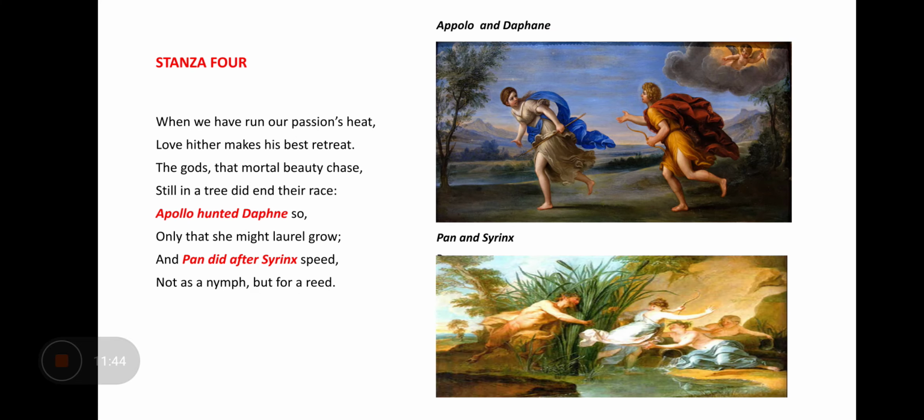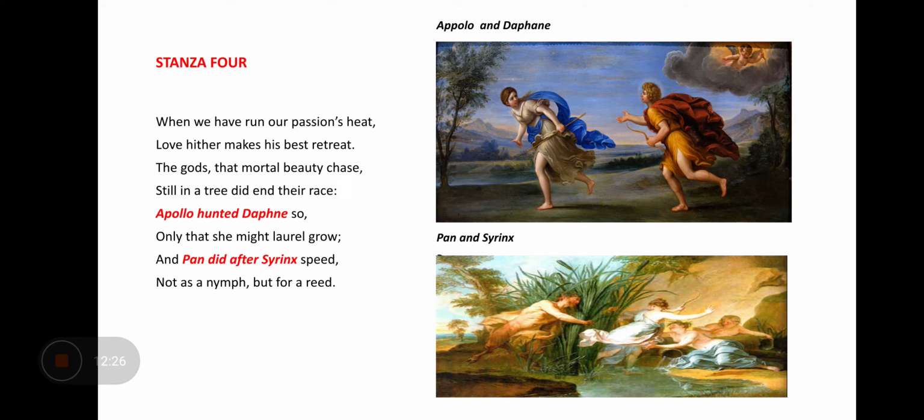In the next stanza, that is stanza 4, the poet uses allusions. He refers to Apollo, the god, whose reference is found in Greek myths, and the god Pan, whose reference is also there in Greek myths. Daphne and Syrinx are nymphs. We find their reference in the Greek myths and legends. So here we find these two allusions.